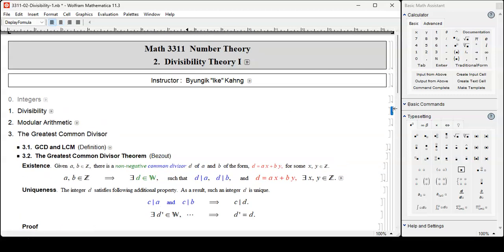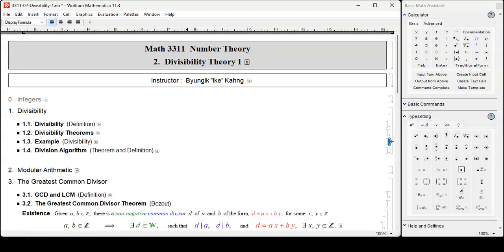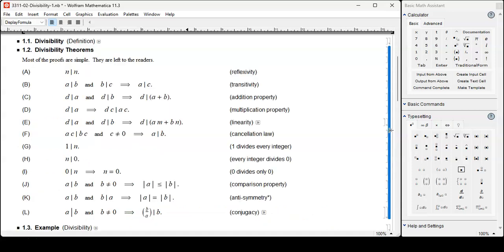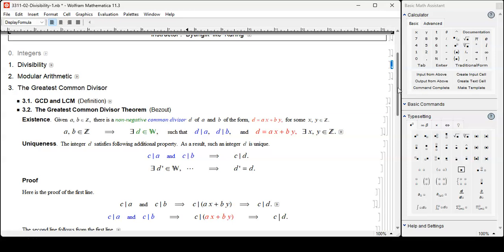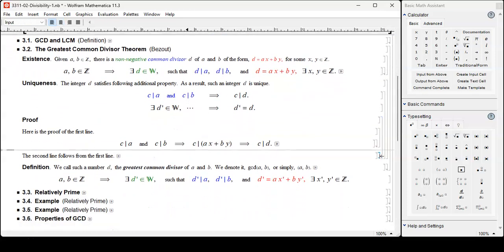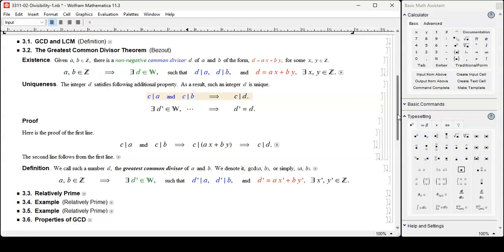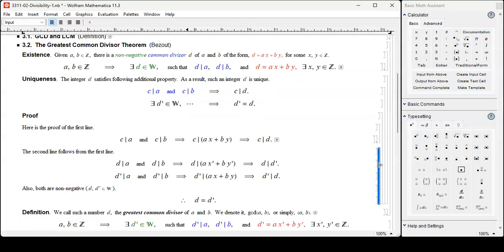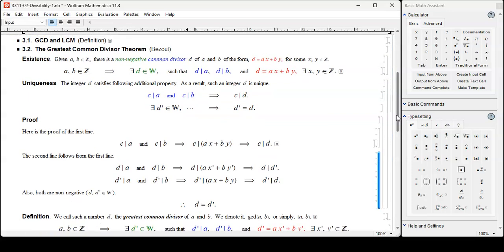In section 1, divisibility, we went through all the properties of divisibility, all those. And linearity here, the linear combination thingy. Remember all those? Just different characters, that's it. So, any common divisor divides D. And then we can apply this very property with D and also with D prime.